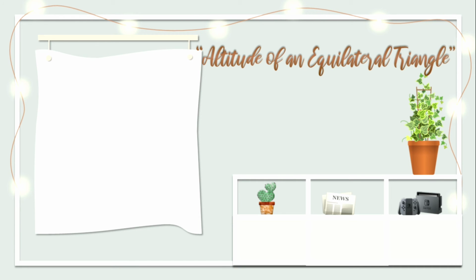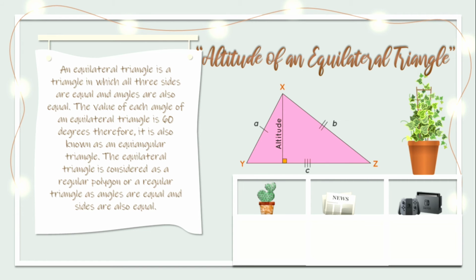The third is the altitude of an equilateral triangle. An equilateral triangle is a triangle in which all three sides are equal and angles are also equal. The value of each angle of an equilateral triangle is 60 degrees, therefore it is also known as an equiangular triangle. The equilateral triangle is considered a regular polygon or a regular triangle as angles are equal and sides are also equal.